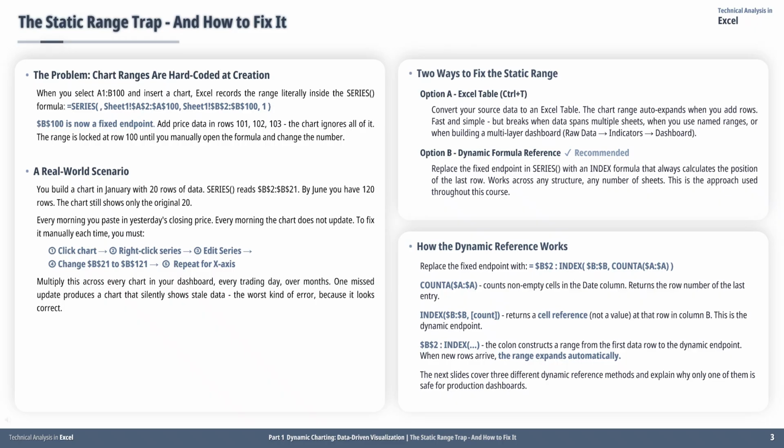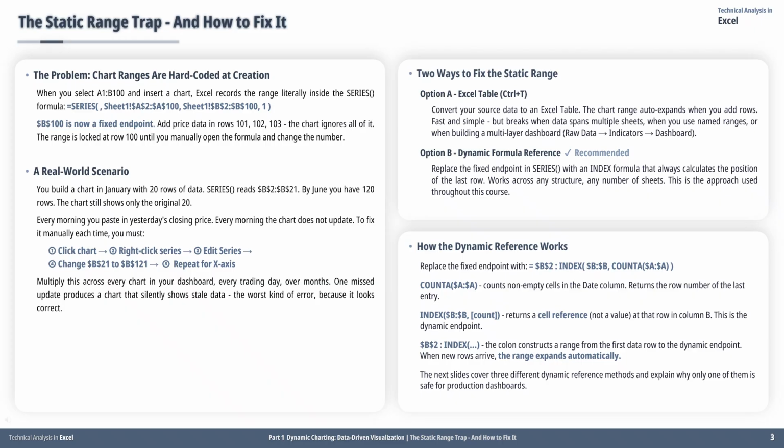To fix it manually each time, you must click the chart, right-click the series, choose Edit Series, change B21 to B121, and then repeat the same process for the date axis in column A. Then do it again tomorrow and the day after. Multiply this across every chart in your dashboard, every trading day, over months. One missed update produces a chart that silently shows stale data, and that is the worst kind of error because it looks correct.